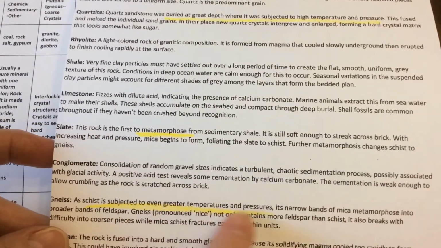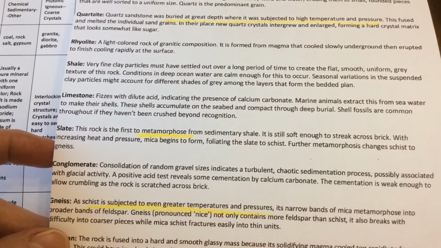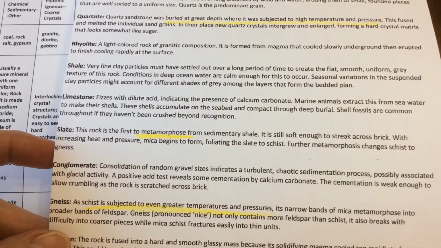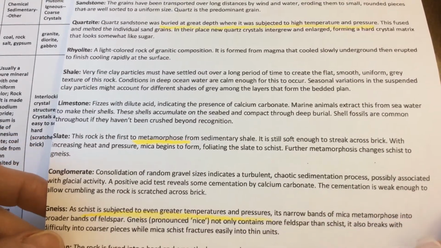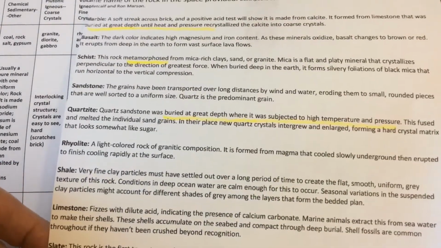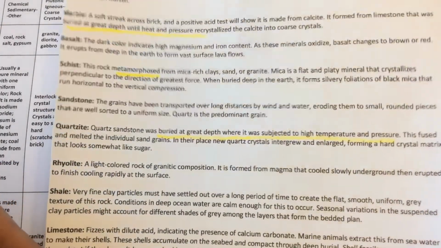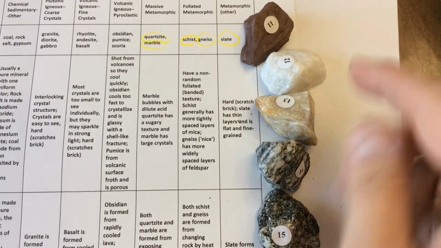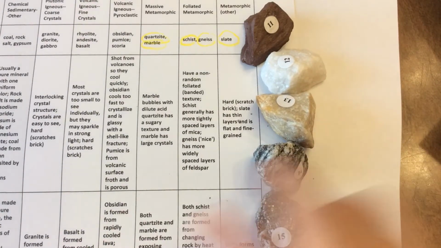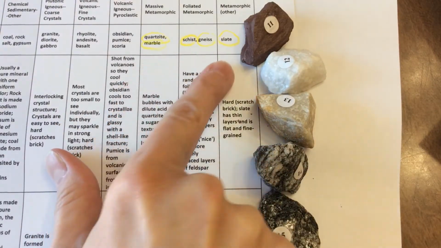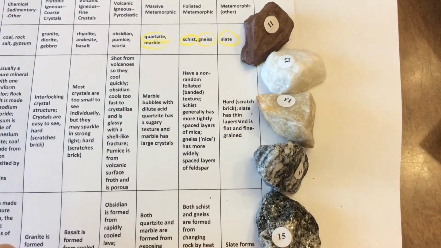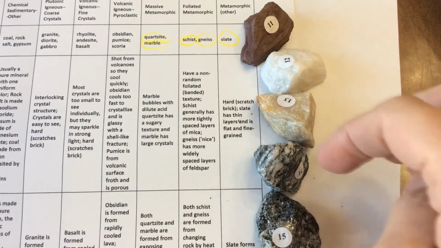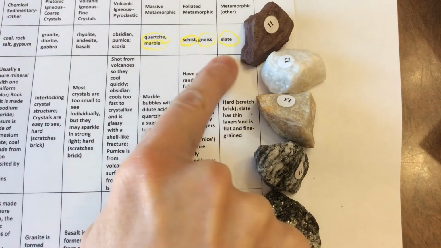You also can see that some rocks are exposed to even greater temperatures and pressures, and that can cause new minerals to crystallize. So that's also of use. Here we have the 5 samples, and your other chart shows only 5 examples of metamorphic rocks. So all of these are going to be one of these choices here.